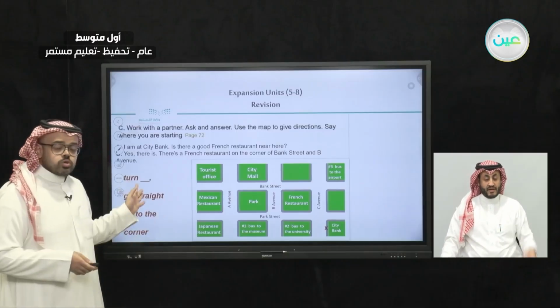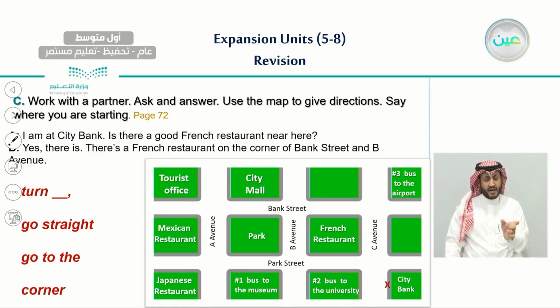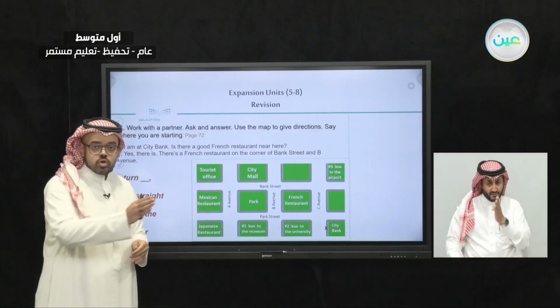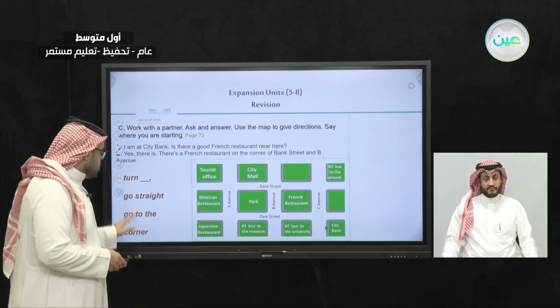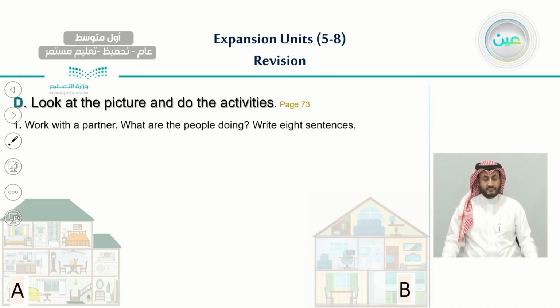And don't forget to use those words, for example, turn. You can say turn right or turn left. Also, another phrase you can use is go straight, not right, not left, just go straight, and also go to the corner. So here are words that may help you in doing this exercise about giving directions.